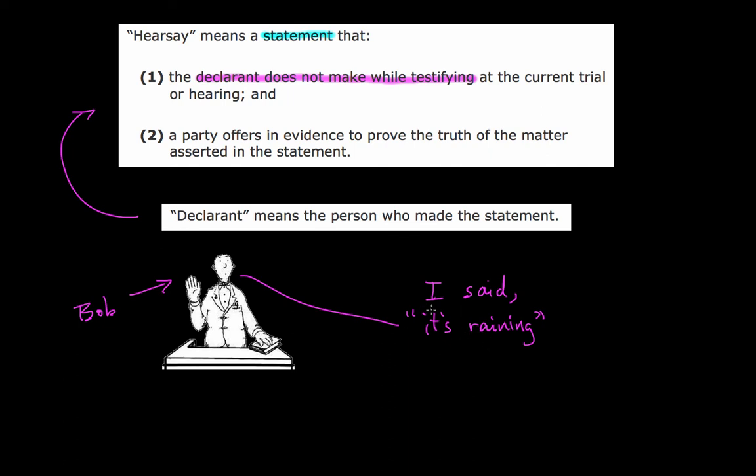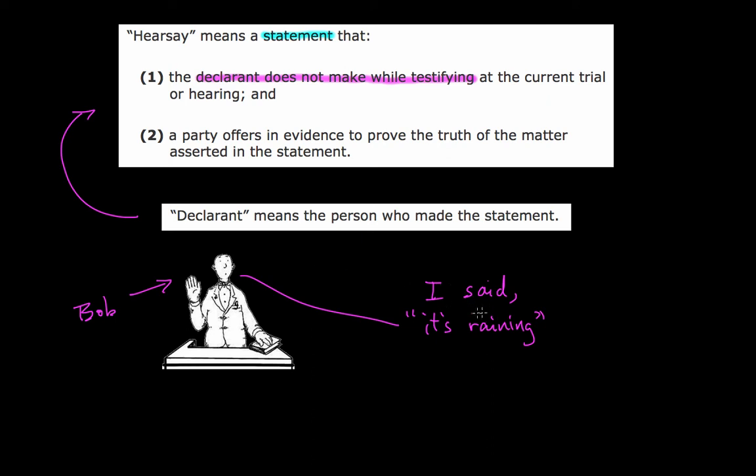But let's go through the hearsay rule here. Hearsay means a statement, and this is a statement, that the declarant does not make while testifying. Now, Bob is testifying right now, but this statement, "it's raining," was made by Bob at a time when he was not testifying. Right? He's referring to the statement that he made when he came in from outside, not a statement that he made while he's on the witness stand.